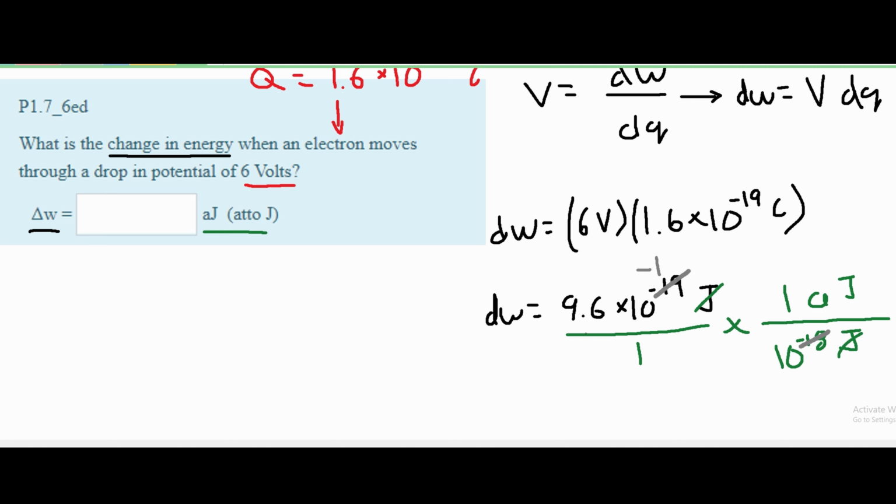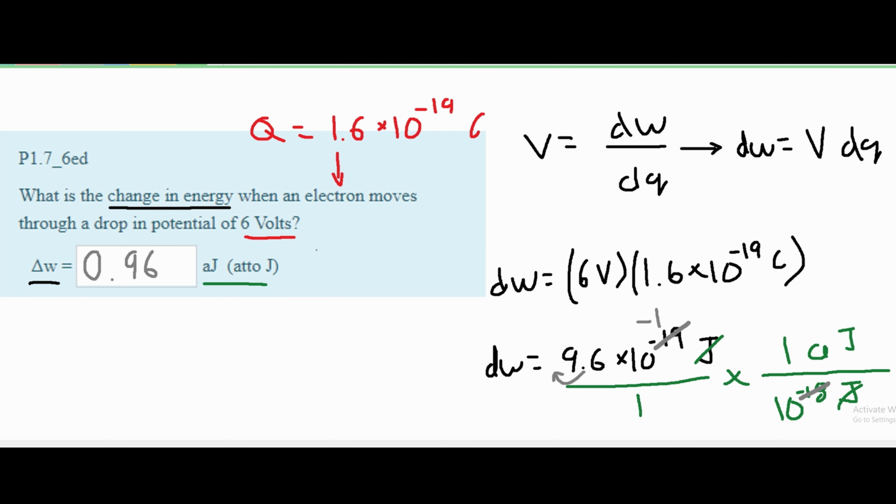With this negative 1, all we have to do is move our decimal over to the left 1 space, and we are going to get that our change of work is equal to 0.96 attojoules. And this is the answer to our problem.